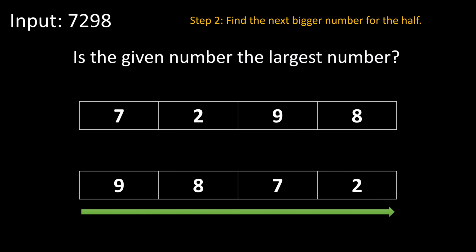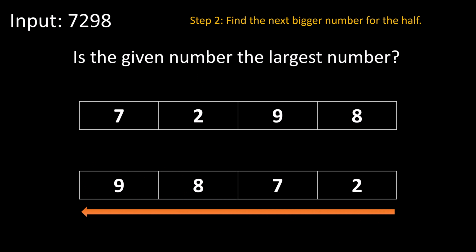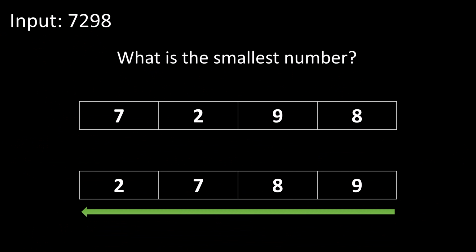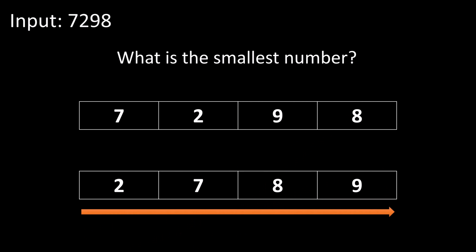So reiterating what we have seen, the largest number for a given set of digits will be all values sorted in decreasing order. From the start, all values are in decreasing order. From the end, the values will be in increasing order. The concept will be a reverse in case of finding the smallest number. The values will be in decreasing order from the end and increasing order from the start.